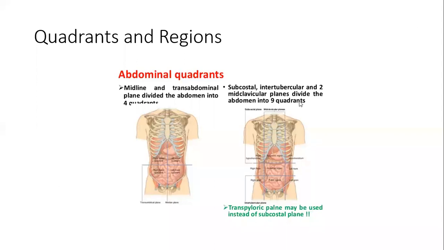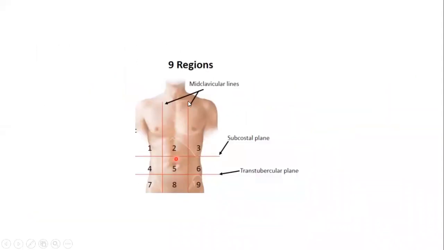The 9 regions are formed with the help of the subcostal and intertubercular planes, which are the 2 horizontal planes, and 2 vertical midclavicular planes. The midclavicular planes pass through the middle of the shaft of the clavicle, and the subcostal plane passes through the inferior margin of the costal margin, lying at the level of the 3rd lumbar vertebra. So it basically passes below the 10th costal cartilage on each side.